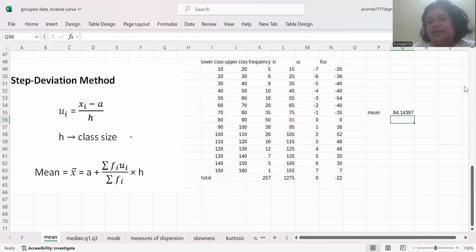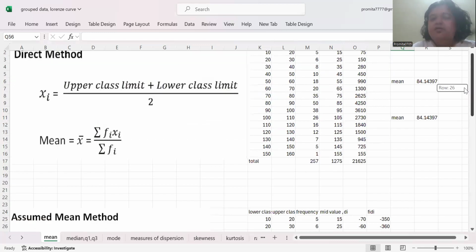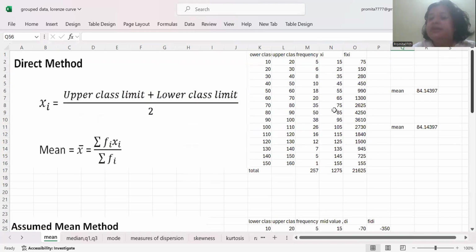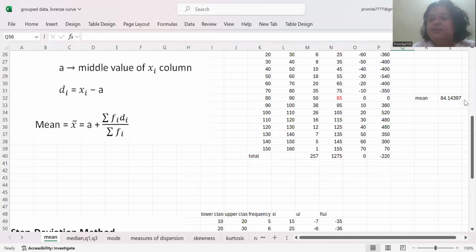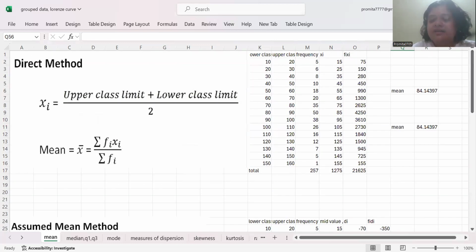So these are the three methods to calculate mean. The first one was the normal method, summation fi xi divided by summation fi. The second one is the assumed mean method. And the third one is the step deviation method.